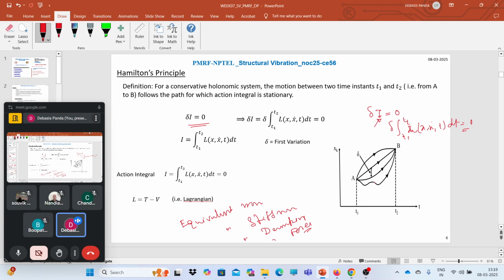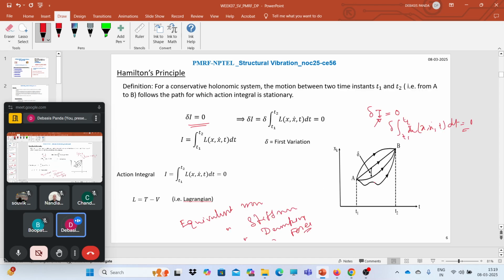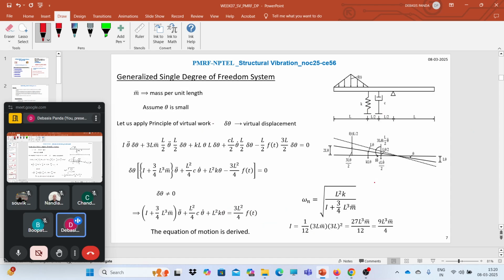So first we will cover this section, and then we will again go to this Hamiltonian principle and derive the Lagrange equation. From this exercise we will get the idea about the generalized degree of freedom system. Like I have said, the equivalent mass, equivalent stiffness, and equivalent damping. That means equivalent to the generalized single degree of freedom system.